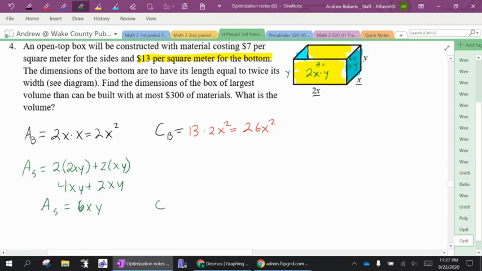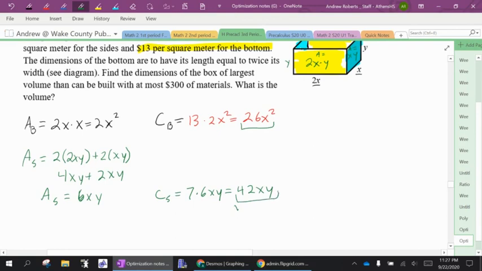So there is my area of my sides. Now the cost of the sides is going to equal the area times 7. So it's going to be 7 times 6xy, which is 42xy. So now we have our cost of the bottom, which is right here, and our cost of the sides, which is right here. And they said, what's the largest box you can build?